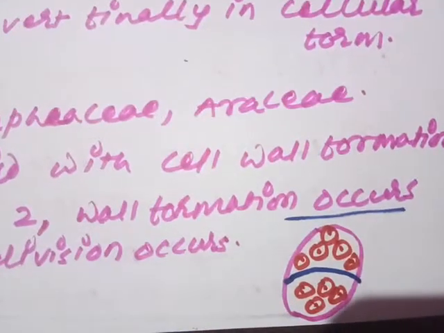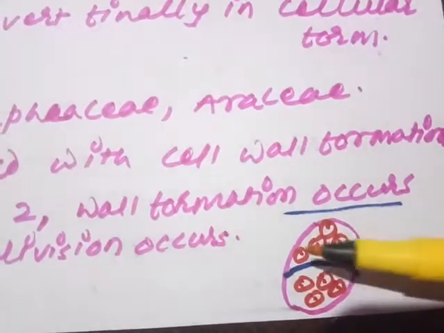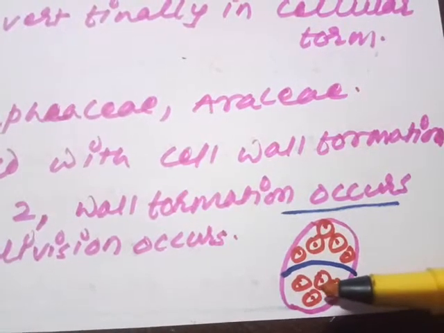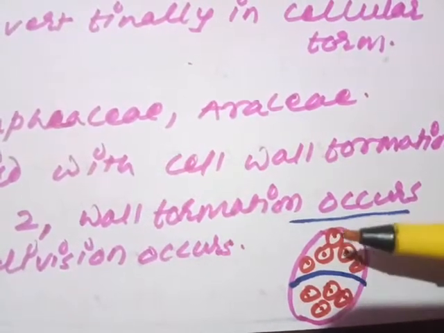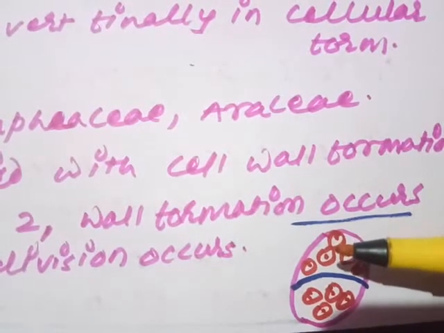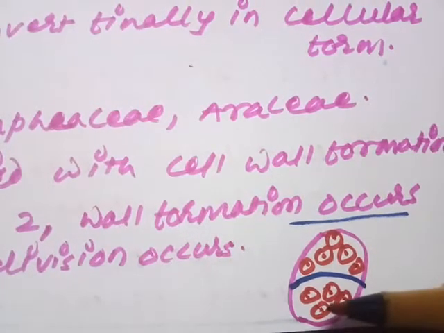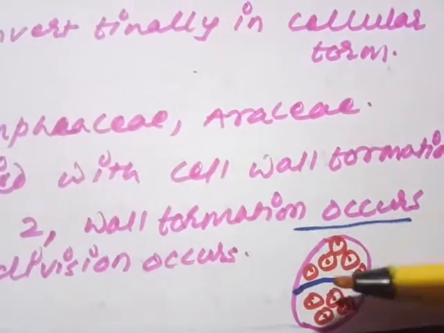What happened in this case, you can see easily. Here the first division occurs. After the first division the cell wall formation occurs, and after the cell wall formation the nucleus is continuously dividing again and again, but there is no formation of the cell wall around these nuclei. So this is an intermediate stage. So all these three types are very much clear to you all.